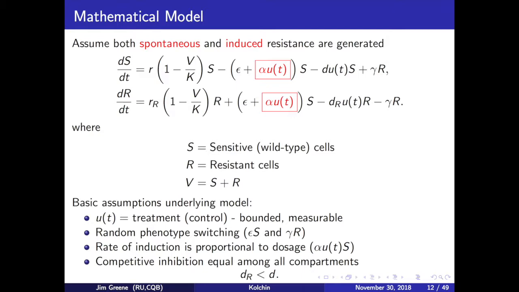And so the idea is that the treatment does two things. Presumably it's affecting the sensitive cells and the resistant cells as well. So it's killing cells, but it's also promoting resistance. That's the key term I'm really interested in here, this alpha u(t). So the application of the drug induces transitions from the sensitive compartment to the resistant compartment. We assume, of course, that we have random mutations that are either phenotypic or genetic as well.